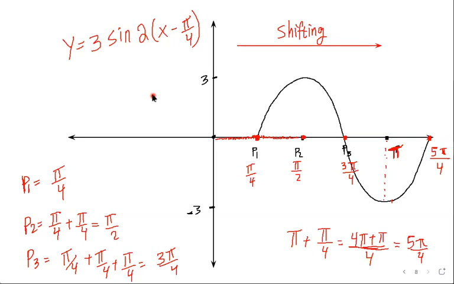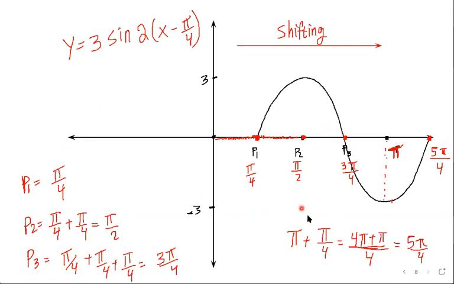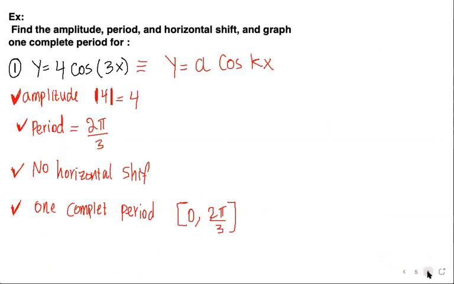So by this example, we finish this section. If you do an example like this, you can do any example for this section. This example talks about amplitude, period, horizontal shift, and one complete period. Also the same things for the other example here. If you can do this example also, you will be fine.